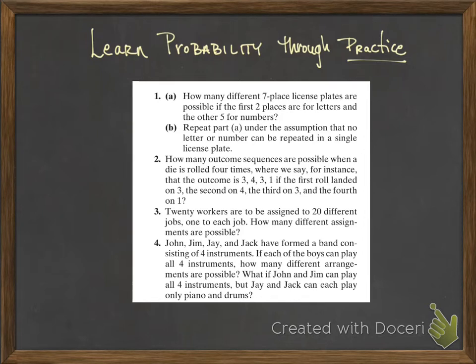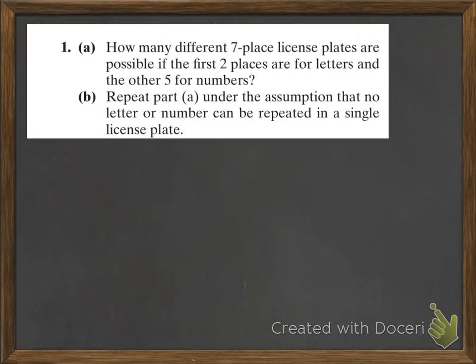Okay, so these are the first four problems in his 8th edition, which are pretty standard from edition to edition. But we're going to look through these four, practicing our different techniques, and then later videos will work later problems. All right, so starting with number 1, how many different 7-place license plates are possible if the first 2 places are for letters and the other 5 for numbers?